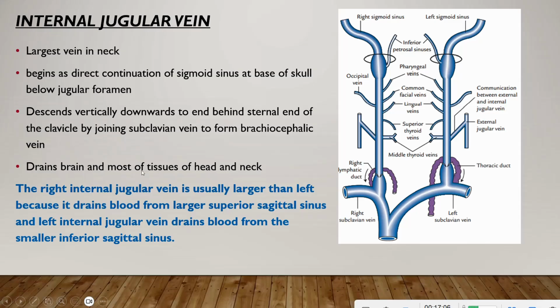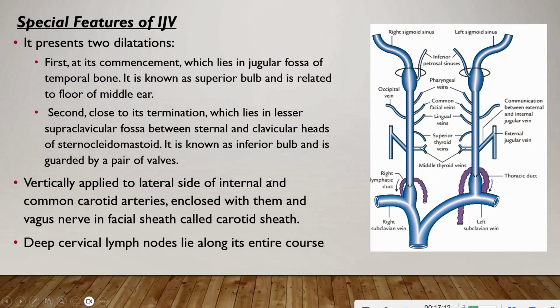It drains most of the brain and most of the tissue of the head and neck. Okay, what is a special feature of the internal jugular vein? First, at its commencement, which lies in the jugular fossa of the temporal bone, it is known as the superior bulb, and it is related to the floor of the middle ear. Remember the jugular wall or the floor of the middle ear.